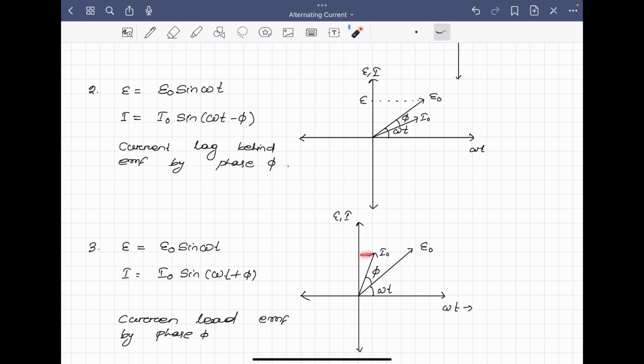Yes or no? And this is our I, this is our E. This is our E naught sin omega t, which is our E. Yes or no? You got it or not?